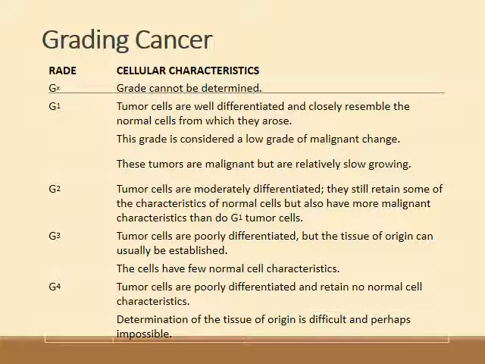They're relatively slow growing. So if you have a grade 1, you're feeling like, okay, we can probably get this one. A grade 2 would be tumor cells that are moderately differentiated. They still retain some of the characteristics of their normal cells, but also have more malignant characteristics than the grade 1s do. Grade 3 tumor cells are poorly differentiated, but the tissue of origin can usually be established. These cells have few normal cell characteristics. The grade 4 tumor cells are poorly differentiated and retain no normal cell characteristics. The determination of the tissue of origin is difficult and perhaps even impossible.